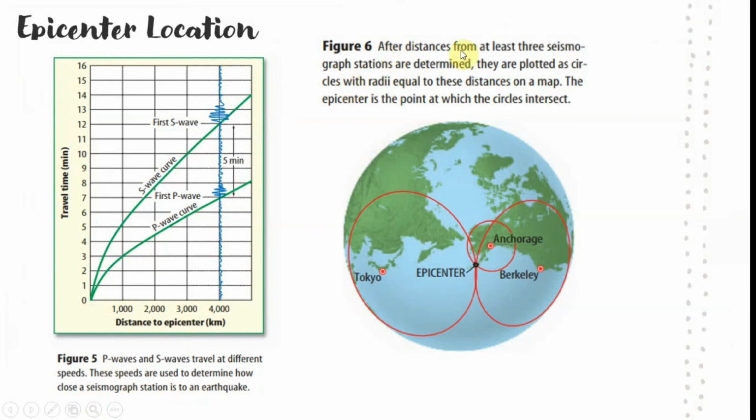Now, after distances from at least 3 seismograph stations are determined, they are plotted as circles with radii equal to the distance on a map. So on this map, you can see here we have 3 stations, and now that they have the distance, they can represent it as radii on the map. Now, the epicenter is the point at which the circles intersect. So this point here, where the 3 circles intersect, is the epicenter of the earthquake.